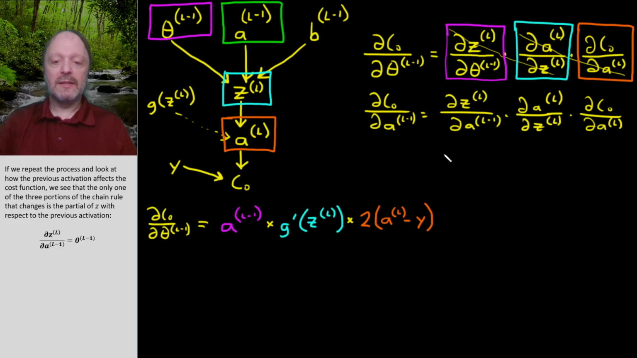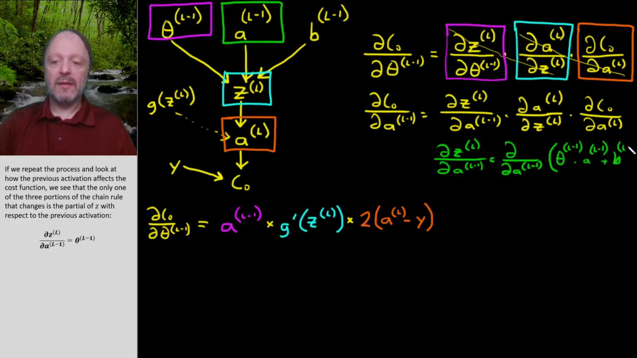So what is the partial of Z with respect to the previous activation? Well, it's the partial with respect to the previous activation of the same thing we had, right? We have theta L minus 1 times L minus 1 activation plus the bias. Okay, the partial derivative of this expression with respect to the previous activation is the previous weight. That's all that changes. So here we go.